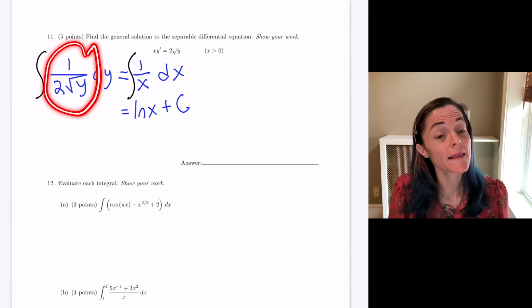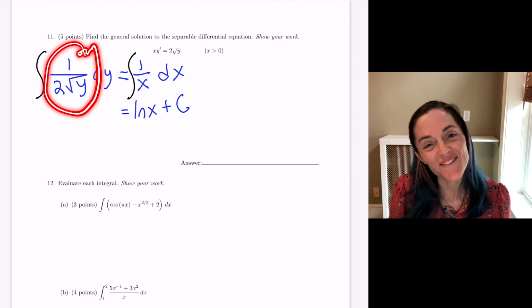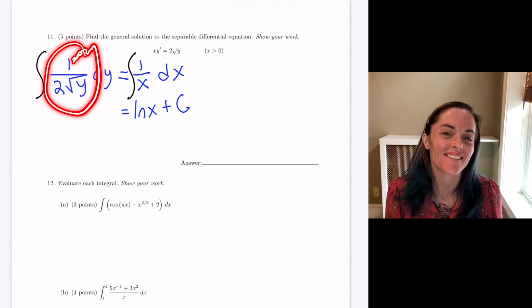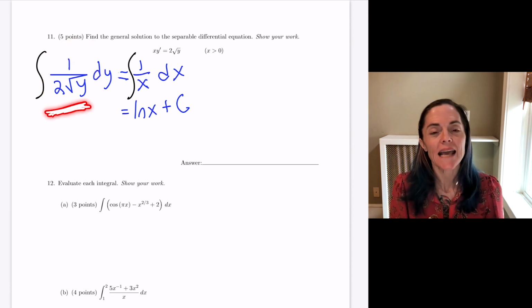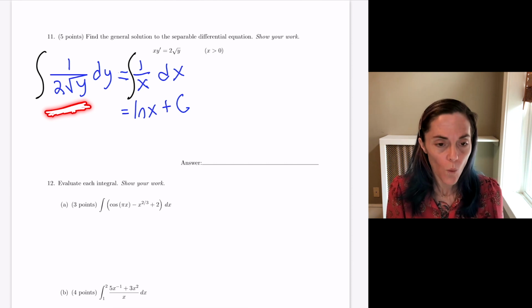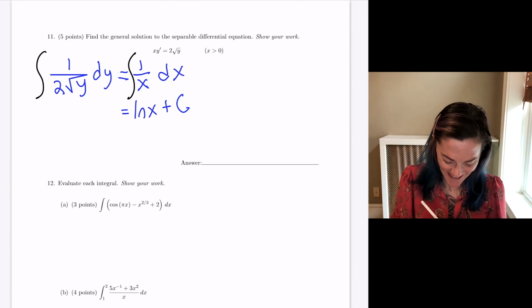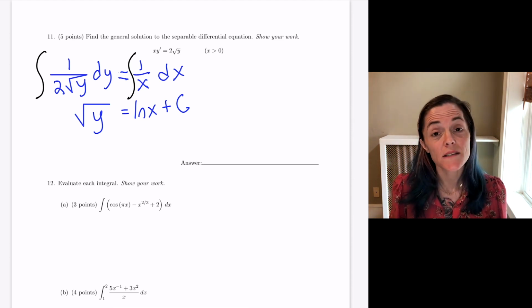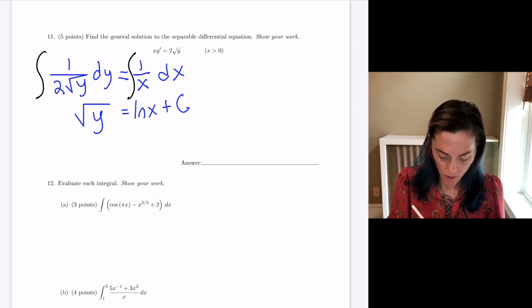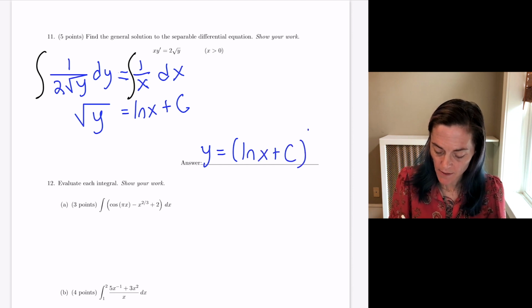Now you could rewrite this as a power. It's 1/2 times y to the minus 1/2, and then use power rule. However, if I stare at this, I see the derivative of the square root of y. So that's what I'm going to put here: square root of y. How do I solve for y now? Well, we can just square both sides. So y is ln x plus c, squared.